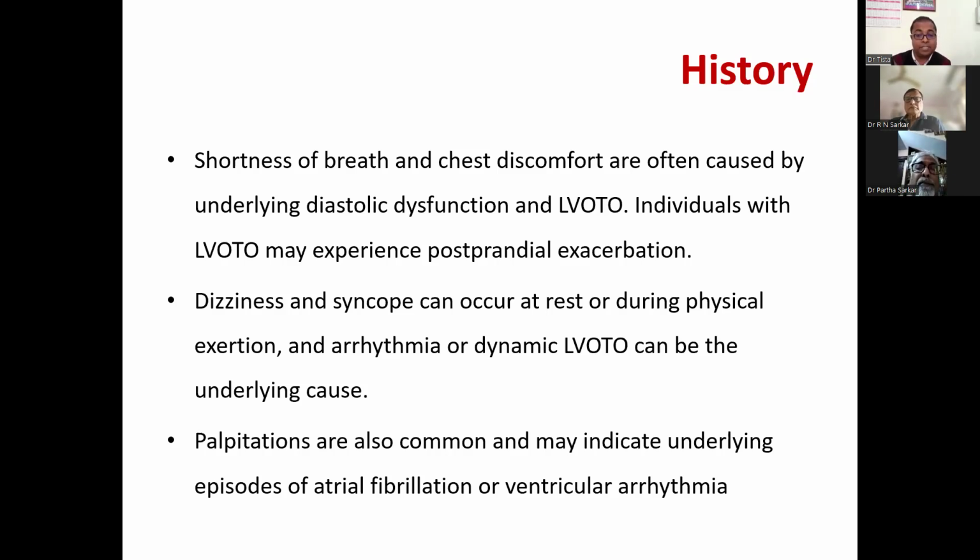Other findings which can be seen in HCM, not very prominent in our case, were dizziness and syncope. Now, this syncope could have occurred due to this LVOT obstruction, or more dangerously, it could have been a ventricular tachyarrhythmia, a VT, which led to an aborted SCD, aborted sudden cardiac death. But palpitations may occur more commonly with atrial fibrillation rather than ventricular arrhythmias.